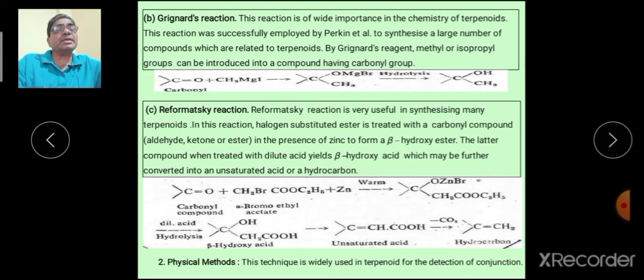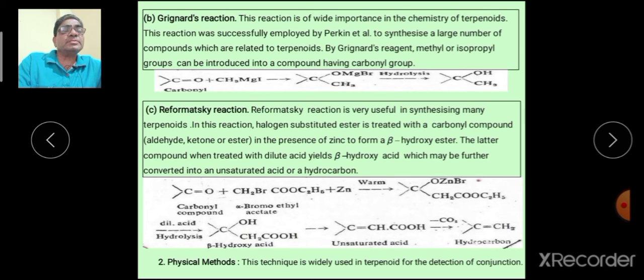Use of Grignard's reagent may give some terpenoids. The use of Reformatsky reactions is given for the knowledge of how the terpenes are formed. Here, the Reformatsky reaction with a carbonyl compound using the reagent bromoethyl acetate in presence of zinc, the adduct is formed, and on hydrolysis the acid is obtained.